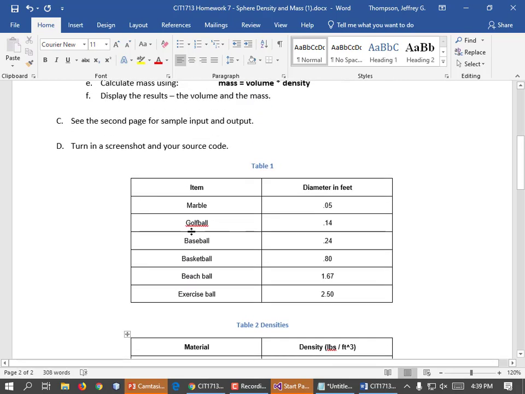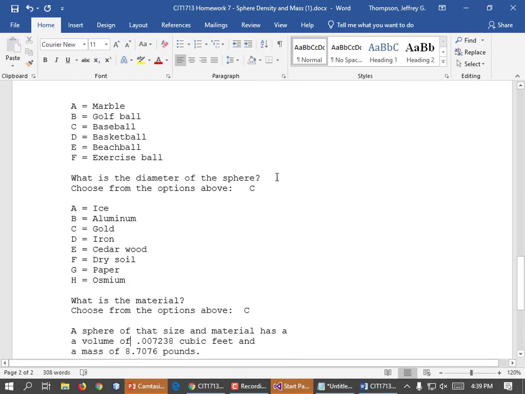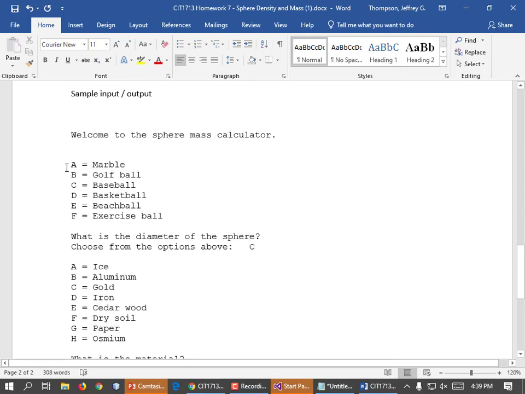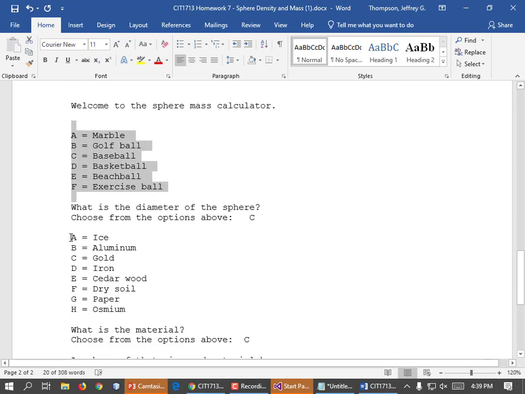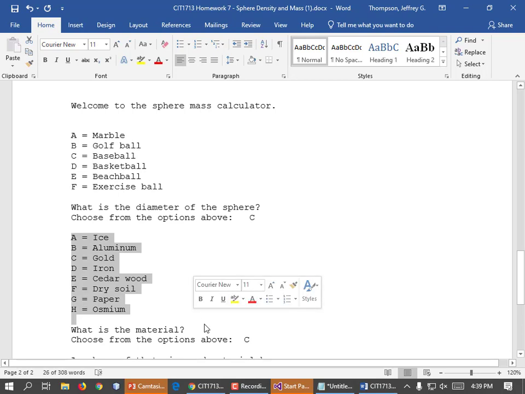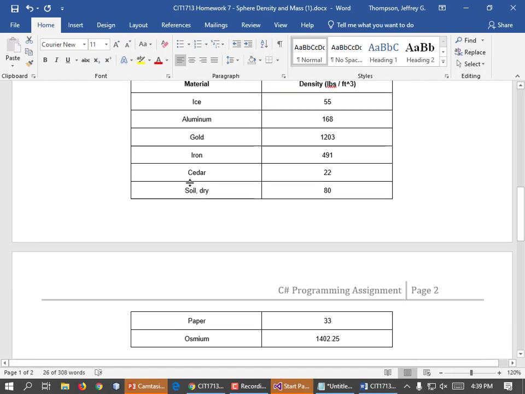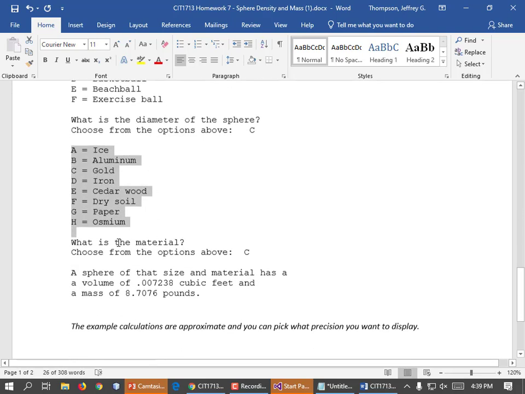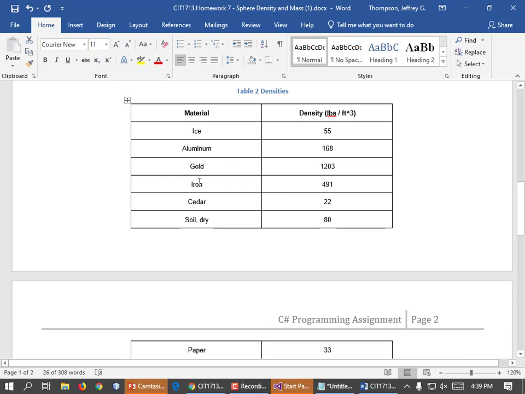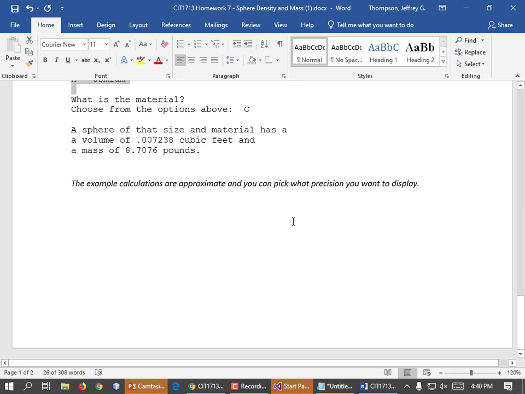So all you're going to do is ask for a letter representing this menu choice, a letter representing this menu choice, and you're going to use switch statements. I mean, you could use if statements, but I'd rather use switch statements to convert, like, from marble to a diameter of 0.05. And if they choose iron, whatever the letter for iron is, if they type D, switch material, case D, density equals 491. And then run the calculations that are given up at the top.